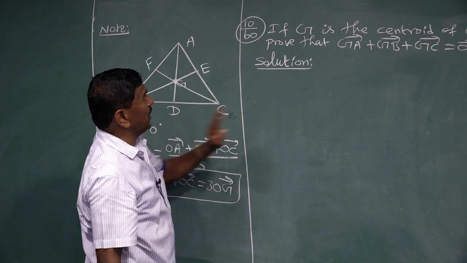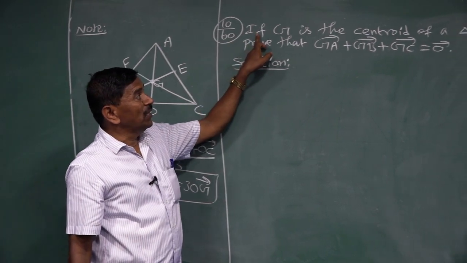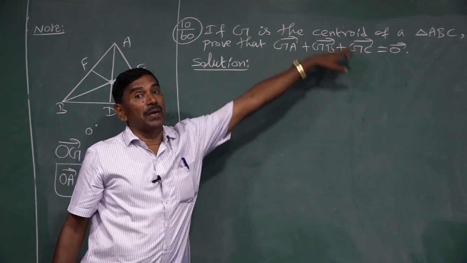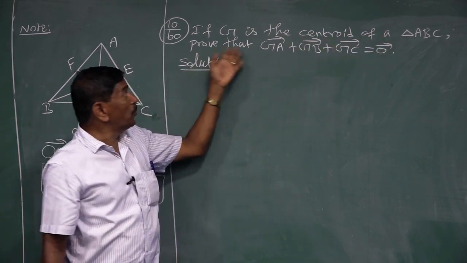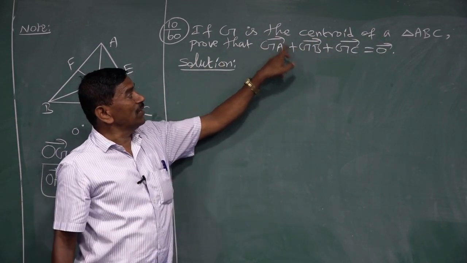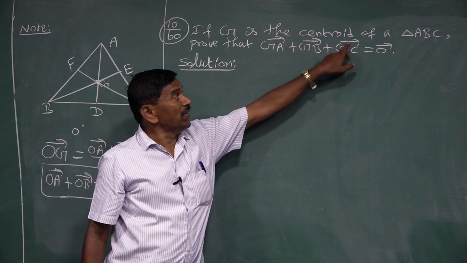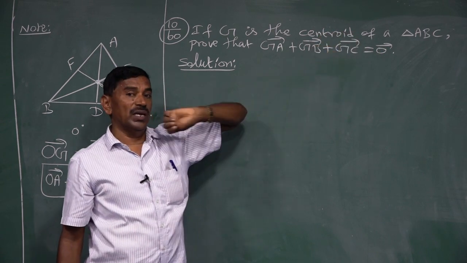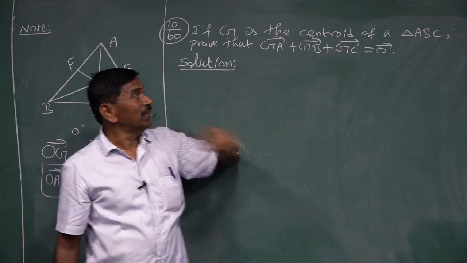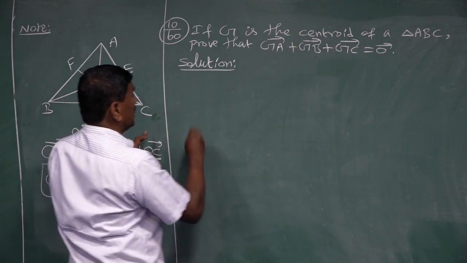Okay, note completed. Now come to the next, 10th question from the first exercise. If G is a centroid of the triangle ABC, then prove that GA vector plus GB vector plus GC vector equal to 0 vector. This result we want to prove. Okay, what is the given? Yes, in triangle ABC, that is important. First we draw the triangle ABC. In triangle ABC.